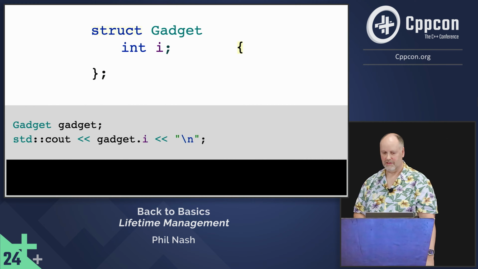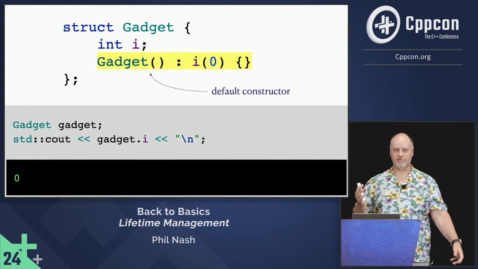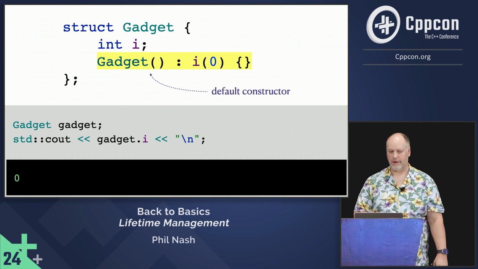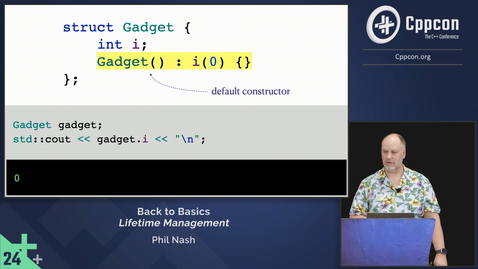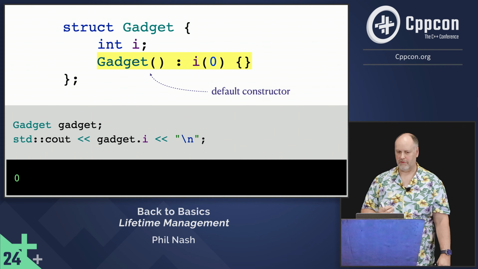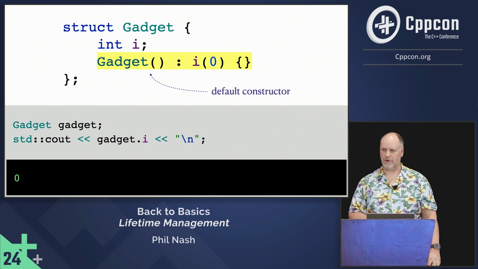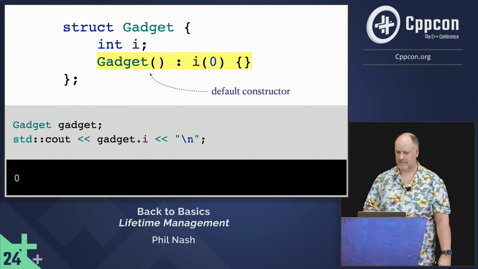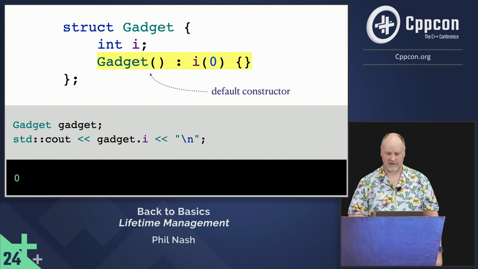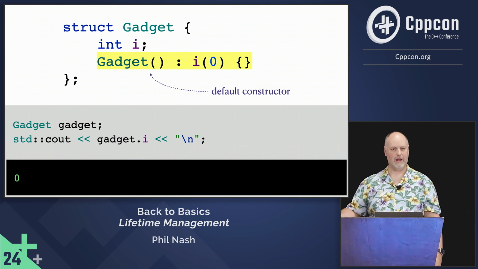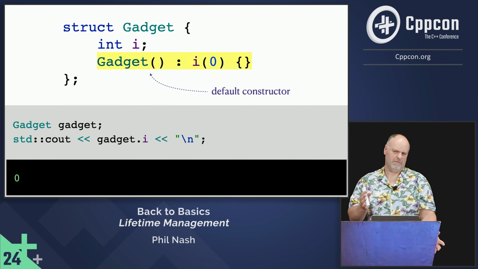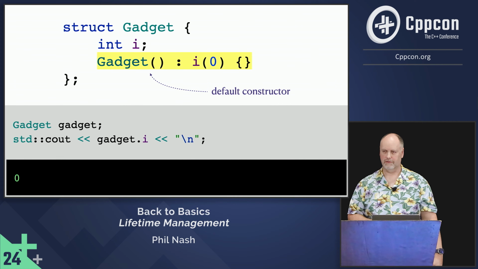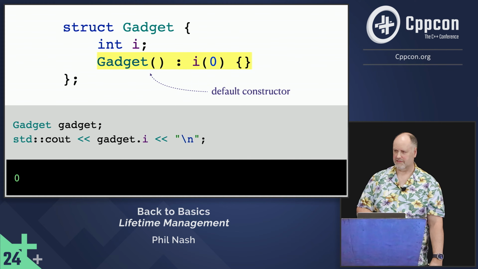All right, so let's add a constructor. Default constructor. No arguments, and it initializes our integer to 0. Hope you're familiar with how member initializer lists work. It's initializing i to 0, and that works. Now we get a 0 printed out, just as we expect. We've actually got slightly better than a raw integer now. We've got one that initializes itself. Great.